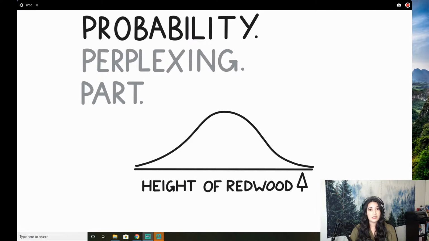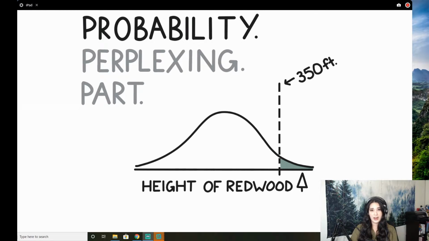Say I'm really interested in the height of redwood trees. The distribution on your screen represents the average height of samples of 100 redwood trees. Let's pretend I went on a walk and I randomly selected 100 redwood trees, measured their height, and found the average height of these 100 trees, and it was 350 feet.